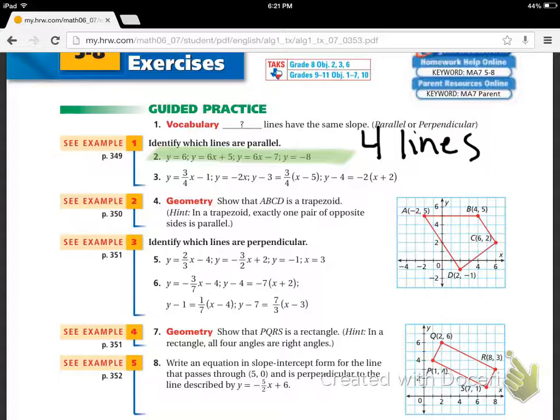Remember that parallel lines have the same slope. So if you can write them in y equals mx plus b format, then you can see their slopes. If you look at the middle 2, these are already written in y equals mx plus b. Their slopes are right there where m is. You have 6 and you have 6. So those 2 lines are parallel. And then y equals 6 and y equals negative 8.